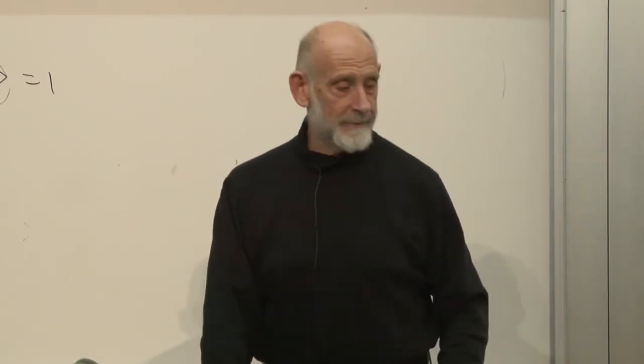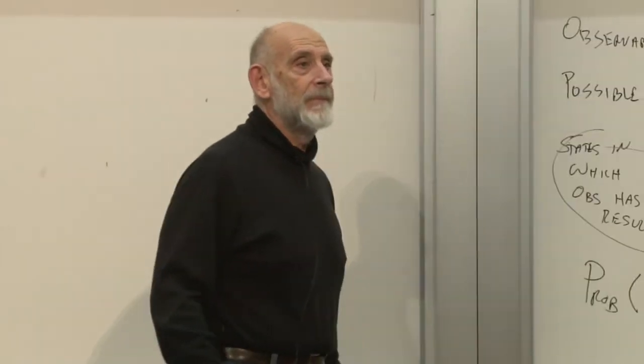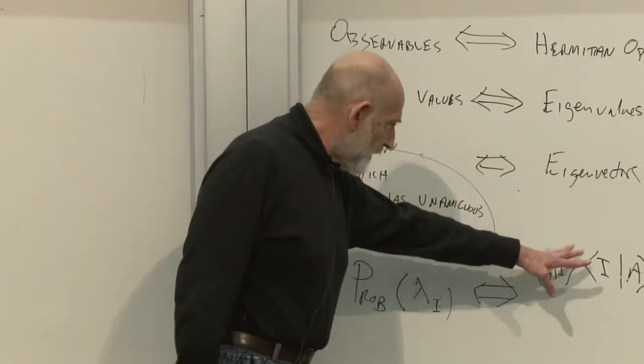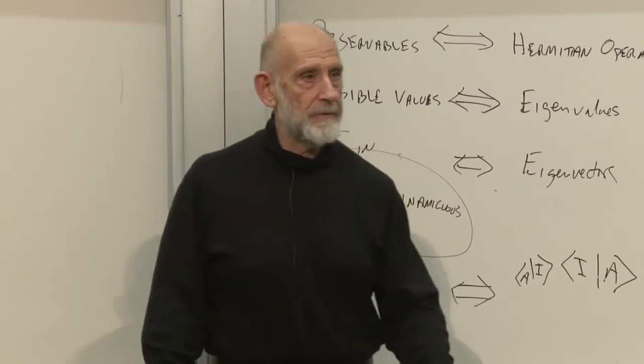Questions? Probability also can't be negative. Yeah, that's right. So these are always positive. A thing times its complex conjugate is always positive.